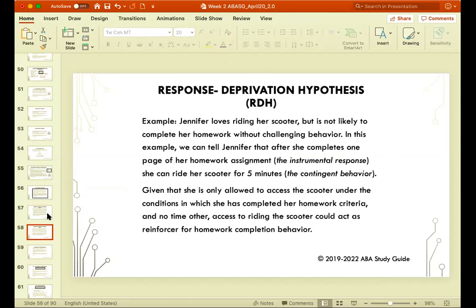Yeah, if you see anything that has to do with RDH, just make sure that you're looking for something that has to do with baseline and restricting it below baseline in order to make that contingent behavior more reinforcing after completion of the instrumental response.